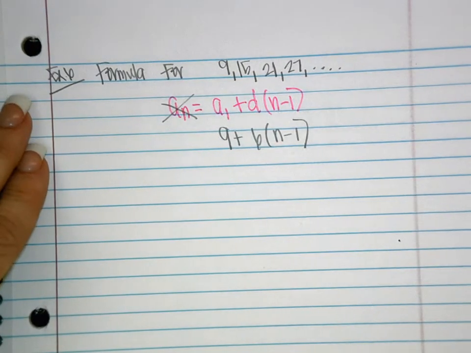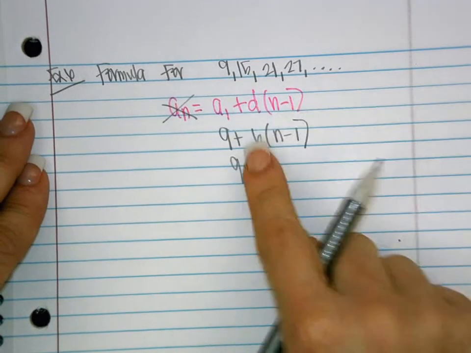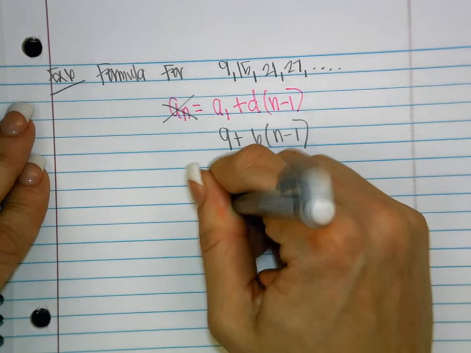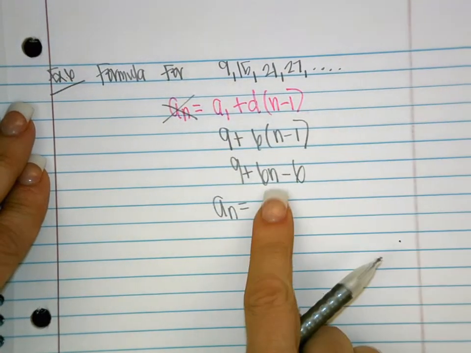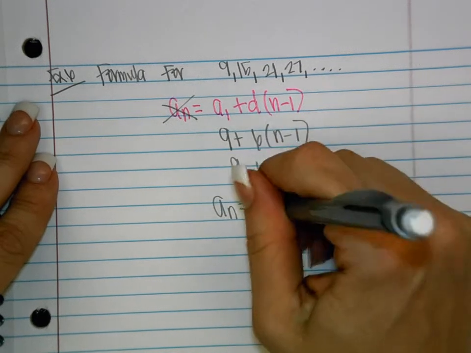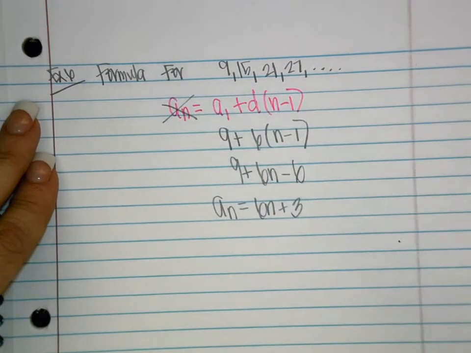Distribute. So 9 plus 6 times n is 6n. 6 times negative 1 is negative 6. And clean it up. a_n equals... You always want to write the n part first and then the numbers by themselves at the end. So 6n, 9 minus 6 gives you plus 3. That is your rule.